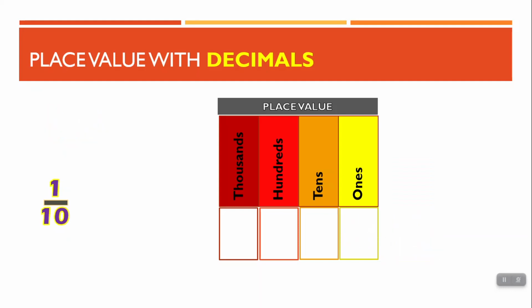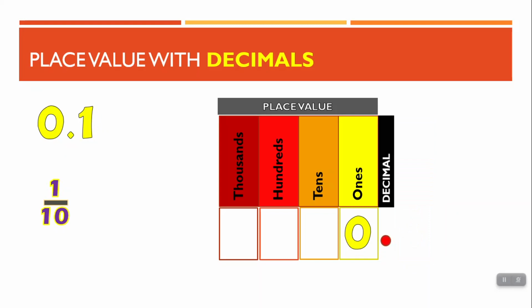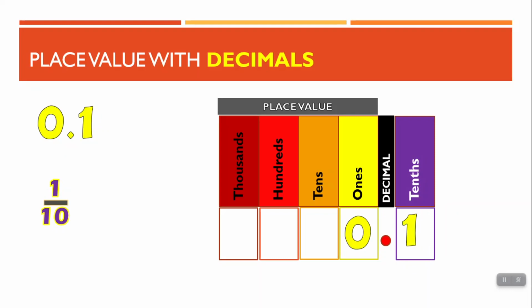Let's look at 1 over 10. 1 over 10 was 0.1. The 0 goes in the ones column, the decimal, and then we have to go into the tenths column and put our 1. So this is really 1 tenth. 0.1, 1 over 10, they're all the same value.